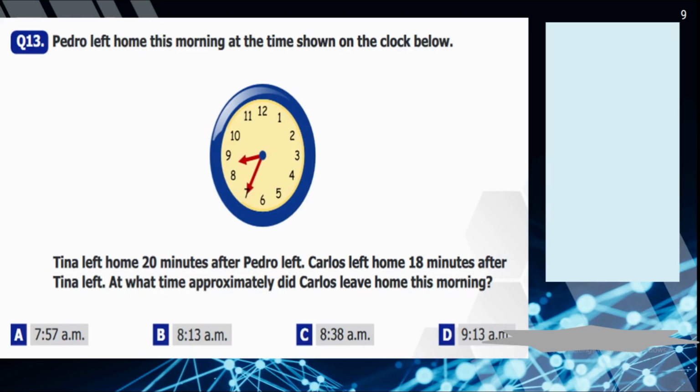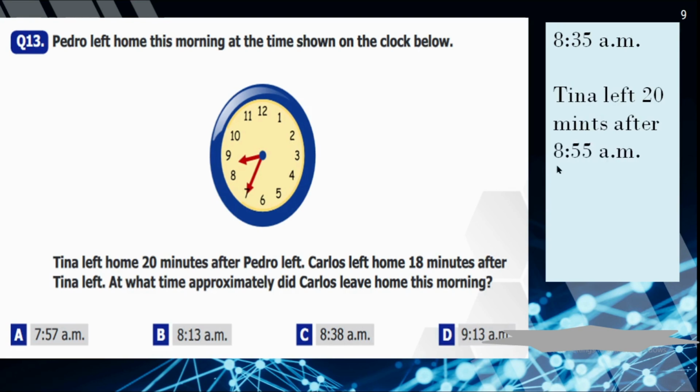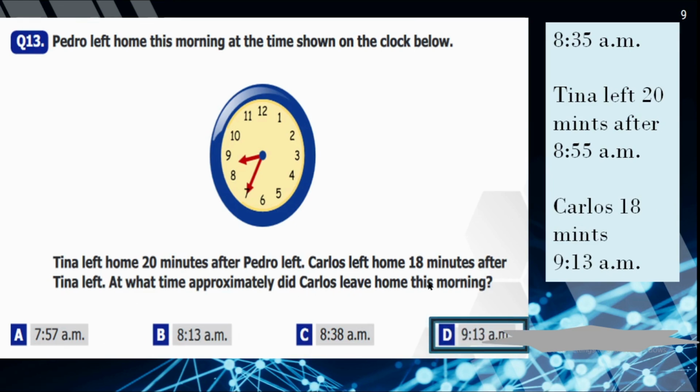Question number 13. Pedro left home this morning at the time shown on the clock below, which is 8:35 a.m. Tina left home 20 minutes after Pedro left. So when Tina left, the time was 8:55 a.m., 20 minutes after 8:35. Carlos left home 18 minutes after Tina left. So Carlos left 18 minutes after, that is 9:13 a.m. At what time approximately did Carlos leave home this morning? It's option D, 9:13 a.m.